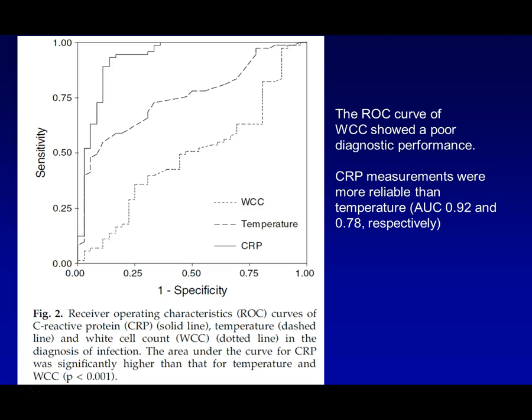We showed here that the ROC curve of white cell count shows a poor diagnostic performance and that CRP is more reliable than temperature. The area under the curve for CRP was 0.92 and that for temperature was 0.78. This means that CRP has a higher diagnostic accuracy.